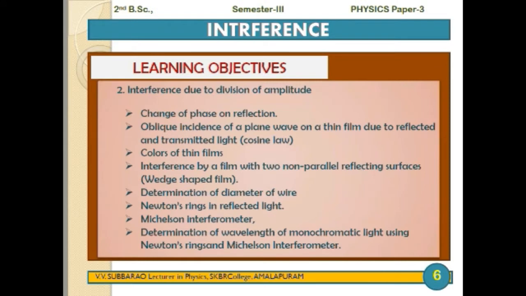In this particular topic, we will discuss change of phase and reflection, oblique incidence of a plane wave on a thin film due to reflected and transmitted light, colors in thin films, interference by a film with two non-parallel reflecting surfaces. It is also called a wedge-shaped film. Determination of diameter of wire using wedge-shaped film, Newton's rings in reflected light, Michelson interferometer, and the determination of wavelength of monochromatic lights using Newton's rings arrangement and Michelson interferometer.